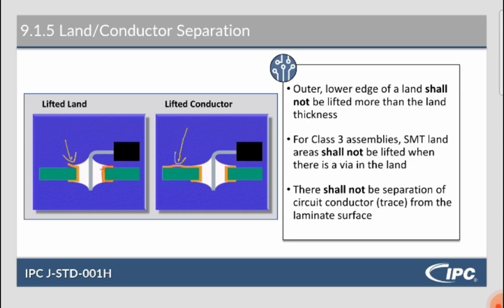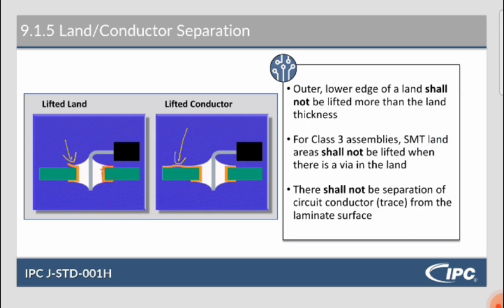The outer lower edge of land shall not be lifted more than the land thickness. So basically, if it's lifted at all, it's probably a defect because these lands are very, very thin. For Class 3 assemblies, surface mount technology land areas shall not be lifted when there's a via in the land.